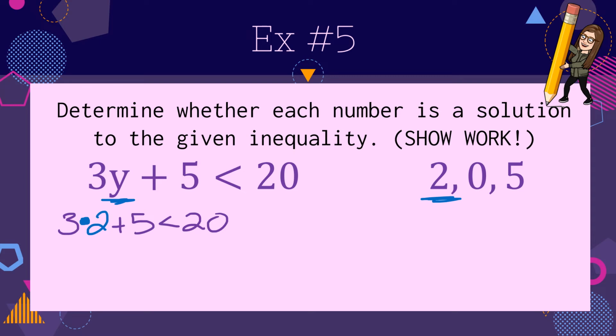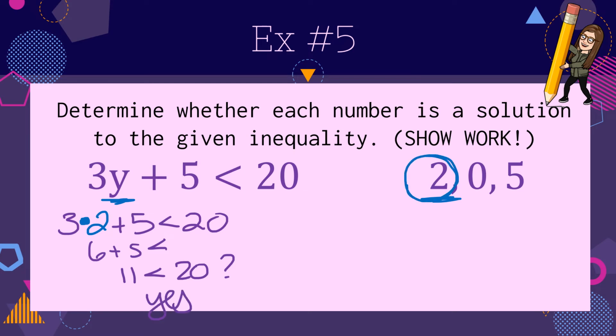Well, let's simplify. What is 3 times 2? 6. What is 6 plus 5? 11. Is 11 less than 20? Yes, that's good. So what I want you to do is to circle, write yes or write true, but make it really obvious that 2 is good. 2 works.